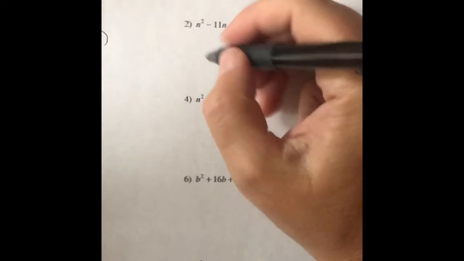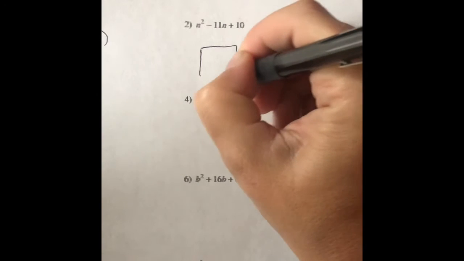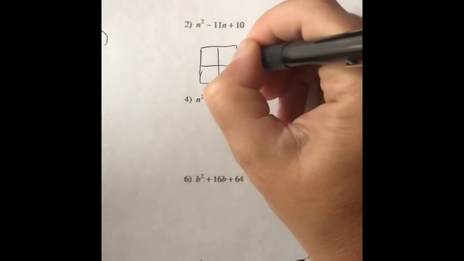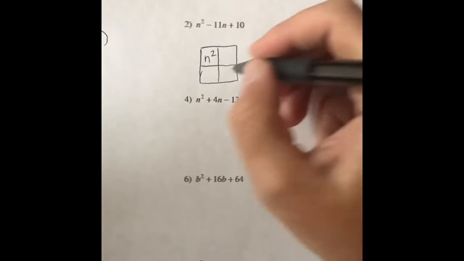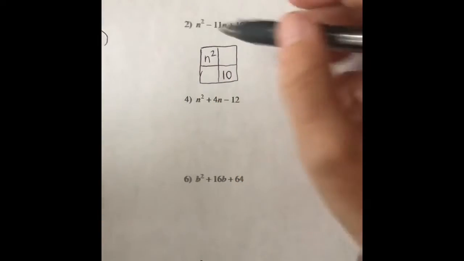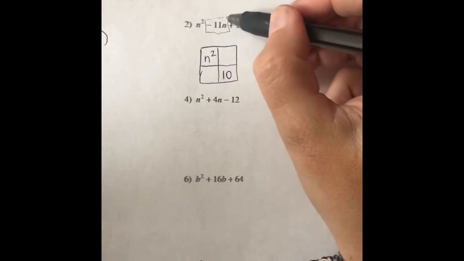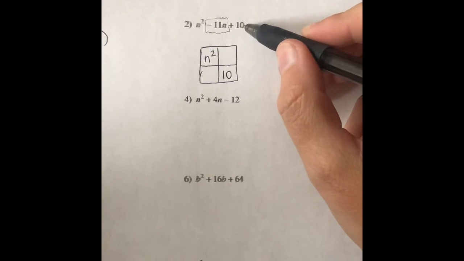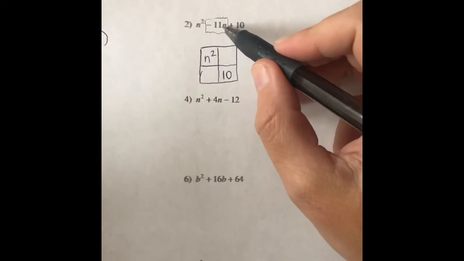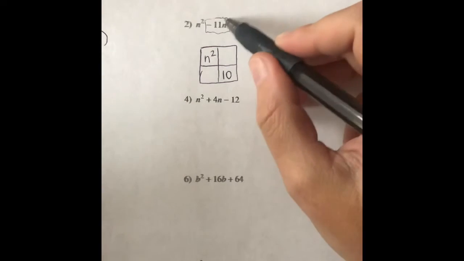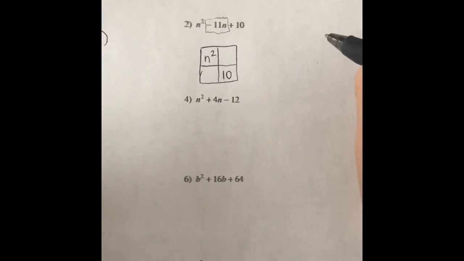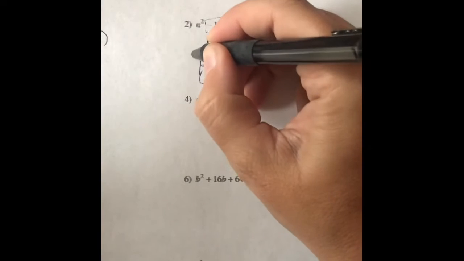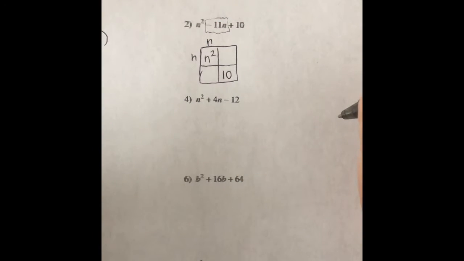All right, number 2. We put n squared here and positive 10 here. Now we have to be careful because this time we want our sum to equal negative 11. So instead of doing a positive times a positive, we're actually going to be doing a negative times a negative. That's going to give us a sum that is also negative. So we have n and n, but we want both of our terms to be negative.